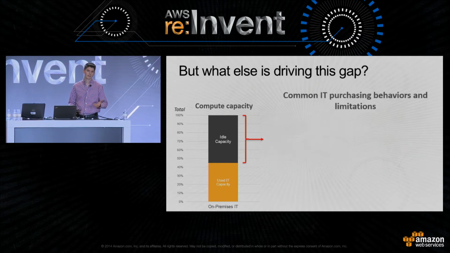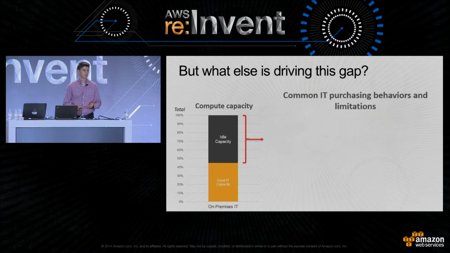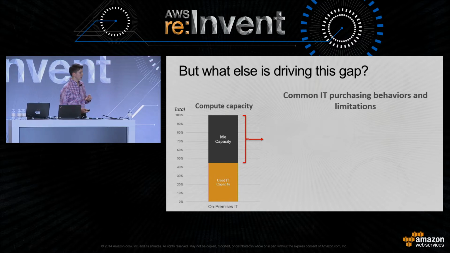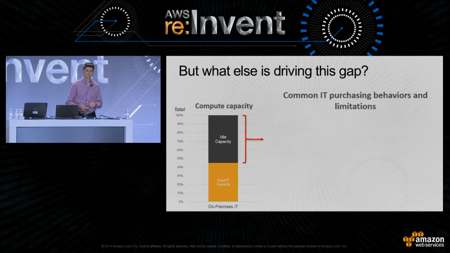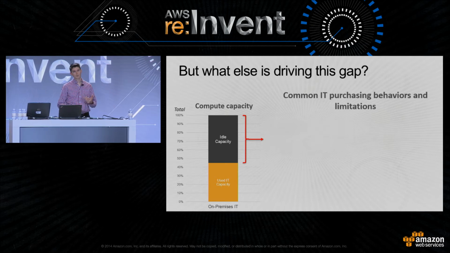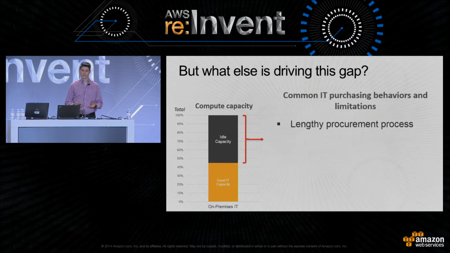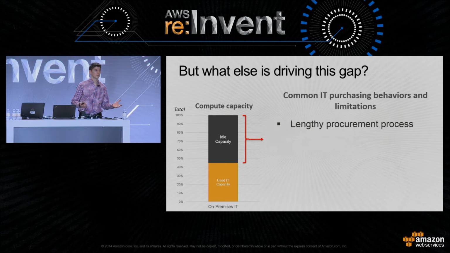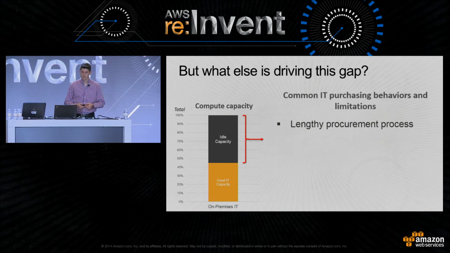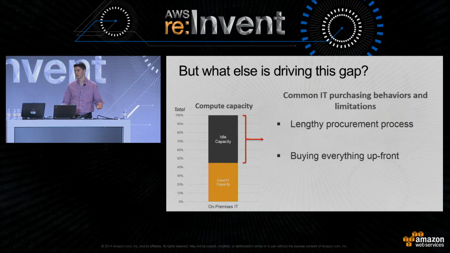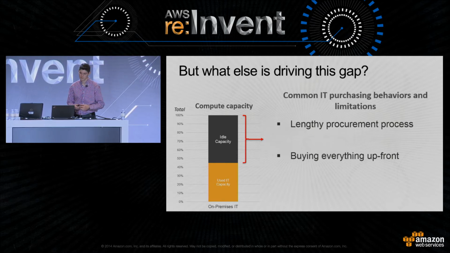But what else is going on here? What else is driving this gap? And this is one of the things that often doesn't get figured into the discussion about moving to the cloud. So think about the way you provision IT resources today. You probably have a lengthy spec and procurement process, even for virtual machines. You probably tend to buy things up front to avoid going back to the well again to go through the process of provisioning your resources.